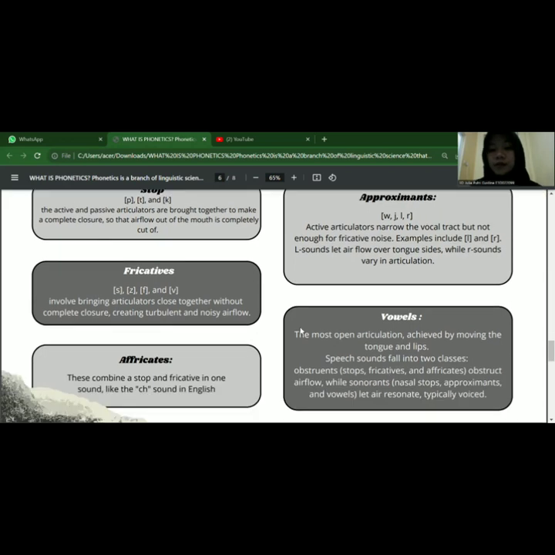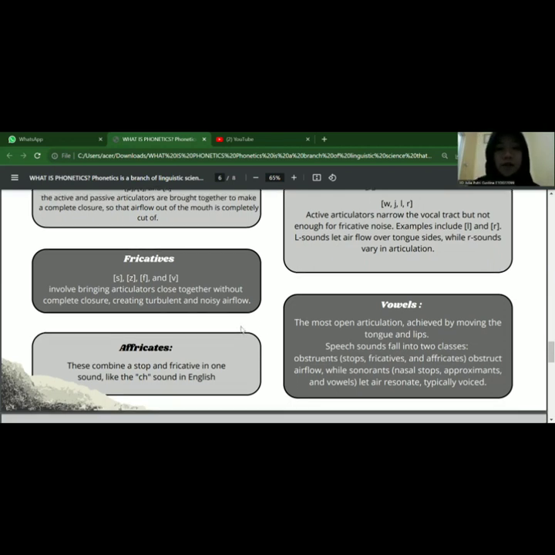And vowels. The most open articulation, made by moving the tongue and lips. So we all know what vowel sounds like: a, i, u, e, o. By moving the tongue and lips without touching each other, we just move our tongue and lips. And the most open articulation, like what I said: a, i, u, e, o.